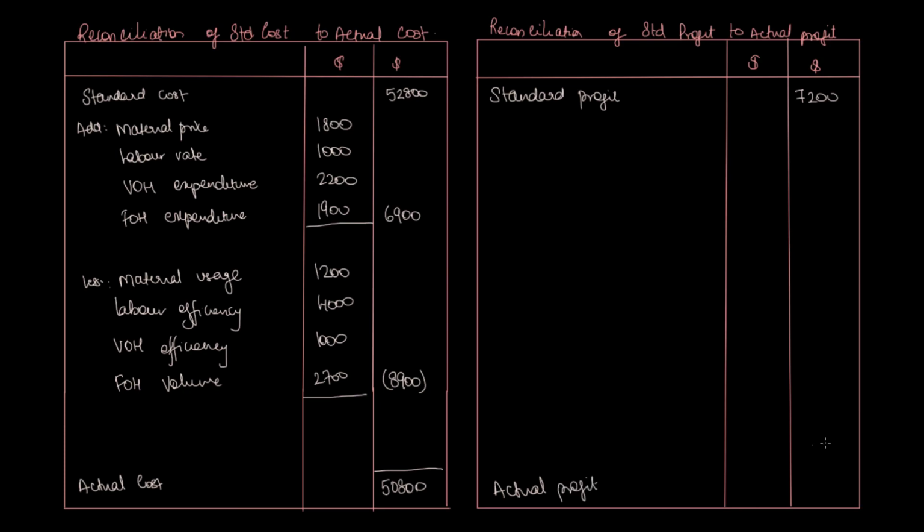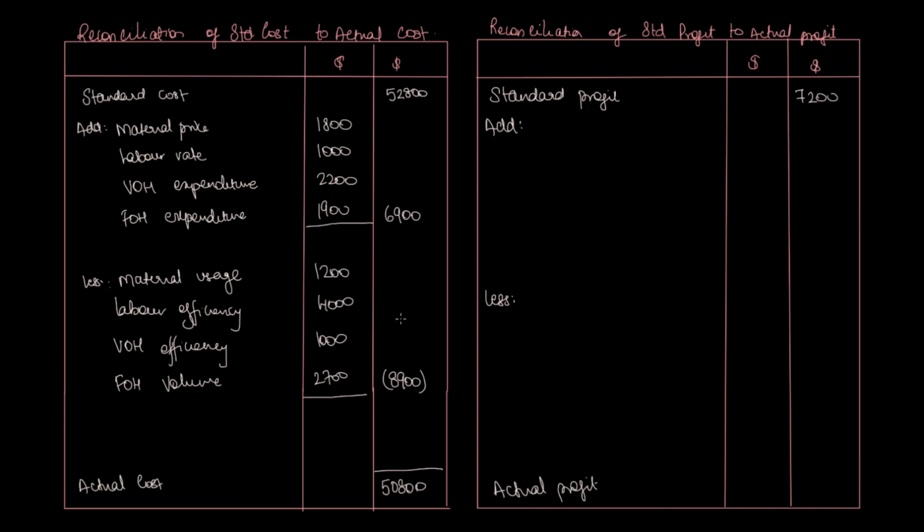Now in our cost variances, what we did, we added all the adverse variances and we deducted all the favorable variances. Why? Because adverse variances lead to higher actual cost compared to standard cost, and favorable variances lead to lower actual cost compared to standard cost. But in case of profit reconciliation, it's going to be completely opposite. We are going to add our favorable variances and we are going to deduct our adverse variances. Why? Because of favorable variances, the actual profits will be higher than the standard profit. So if you're trying to calculate the actual profit starting with your standard profit, you will have to add all the favorable variances and deduct all the adverse variances.